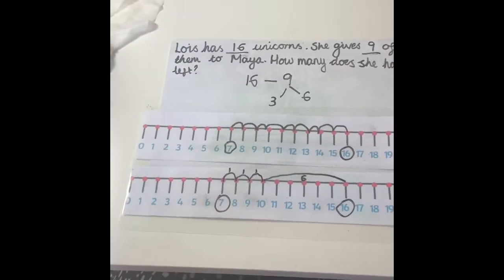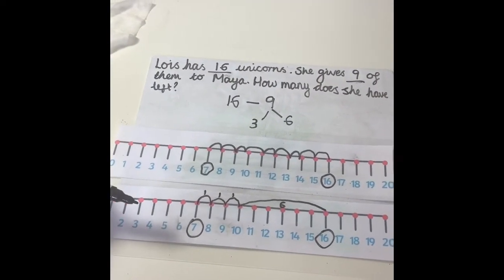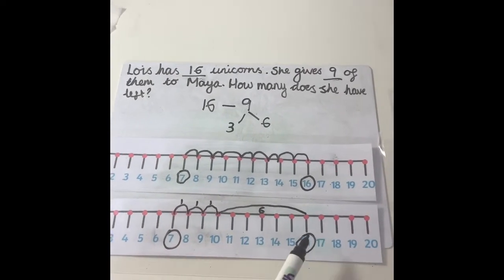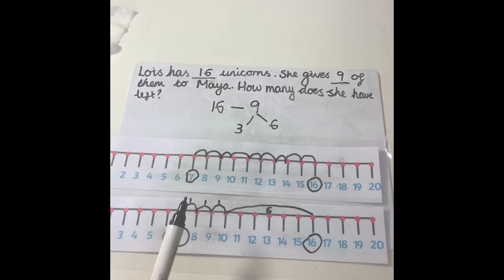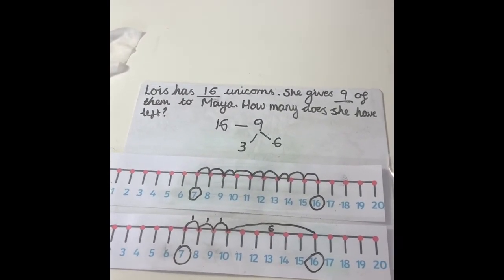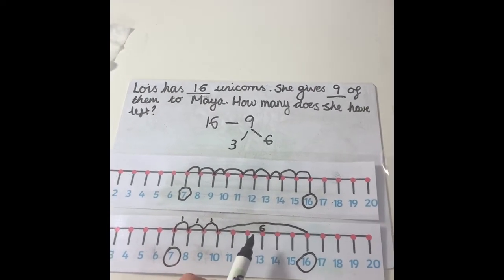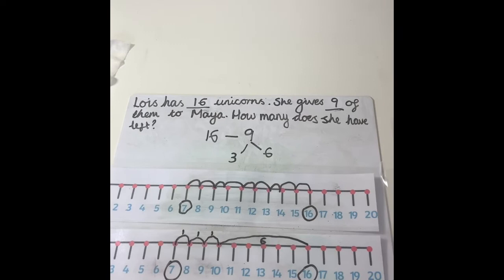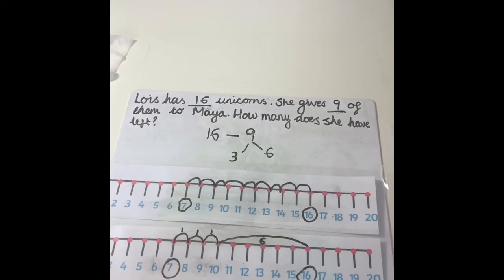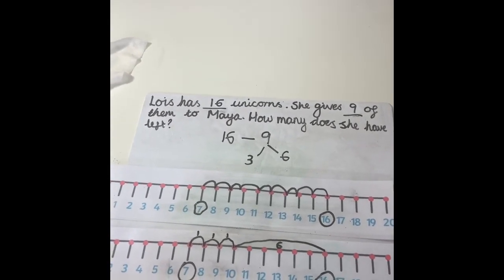Can you see the difference? What's the same? We're doing jumps back. We're starting on the same number. We've ended on the same number. What's different? Bigger jumps. You get there a lot quicker. Okay? Right. Now, let's try just one more question before I send you off for question 3.